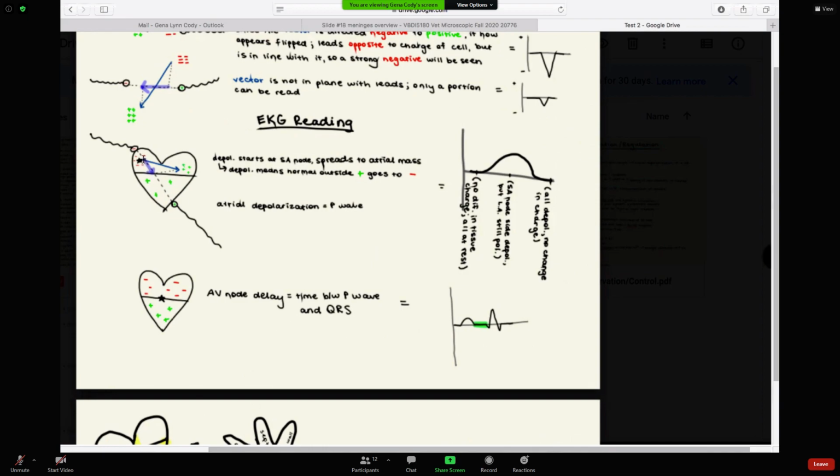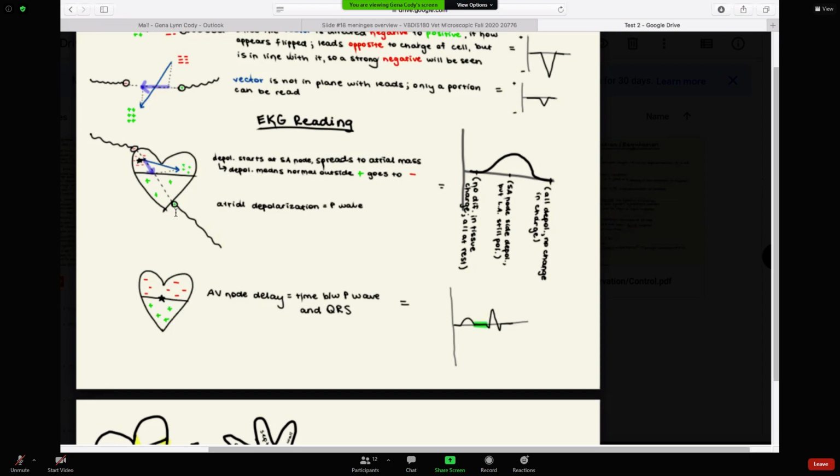In a typical lead placement, called lead 2, I've got my negative lead at the top, and then my positive lead at the apex. The reason it does that is more so to pick up the ventricular contraction, because the ventricles are kind of what everyone cares about.